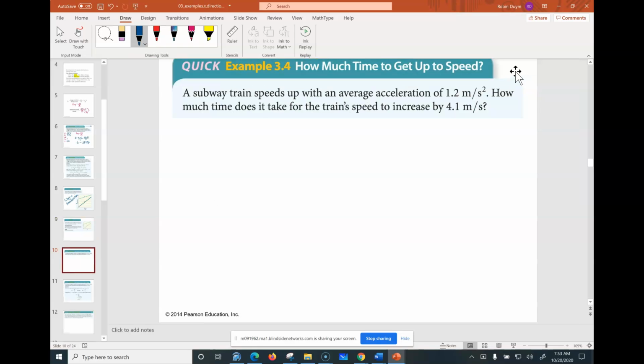Let's do another example. Go ahead, first step. What's our first step? Write down your 5 magic variables. VI, VF, delta S, A, and T.